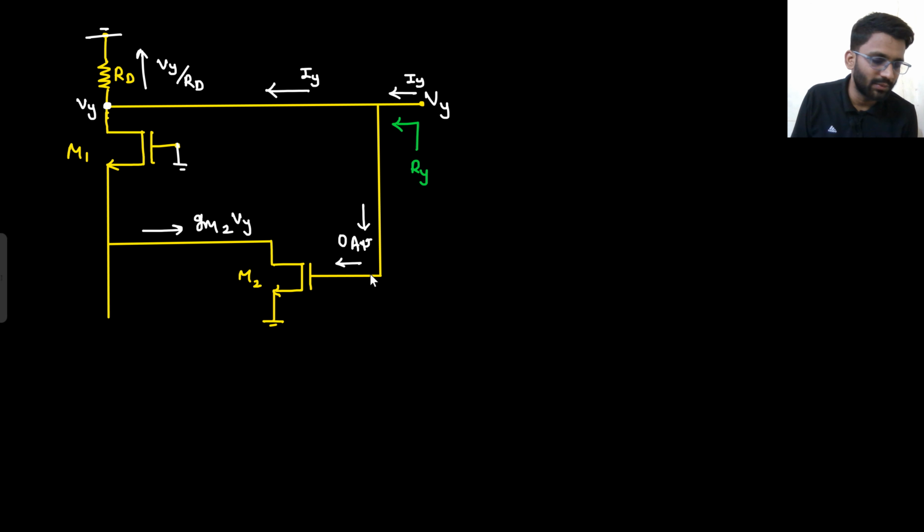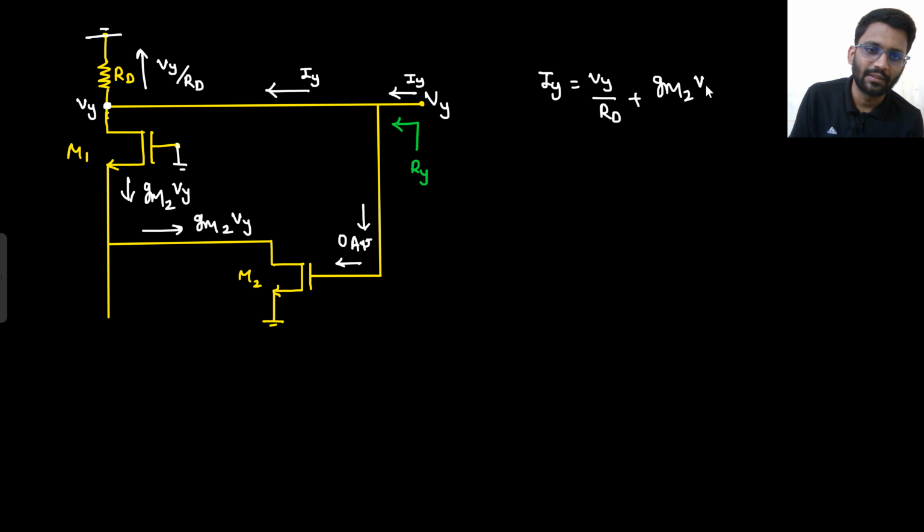So here there is 0 ampere current since this is gate, but this Iy current will be going in this path. Now this is gm2 Vy, this part is open circuited. So this gm2 Vy will be flowing through this MOS as well, flowing downward. So Iy is equal to, at this node, Vy by Rd plus gm2 Vy. Say yes or no. So what will be your Ry? Ry will simply be Rd parallel with 1 by gm2.